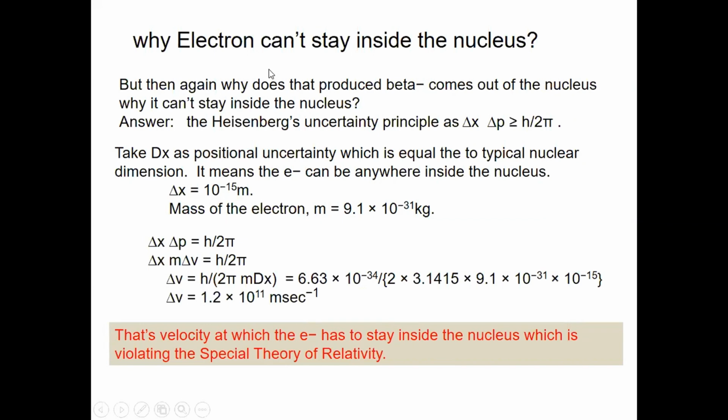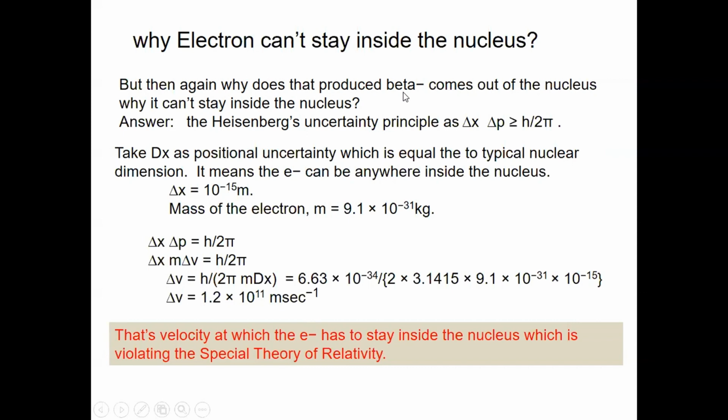Now the question is, can we have electrons within the nucleus? If so, why doesn't beta decay happen? Why don't we see the beta particles staying inside the nucleus? So let's check it out.